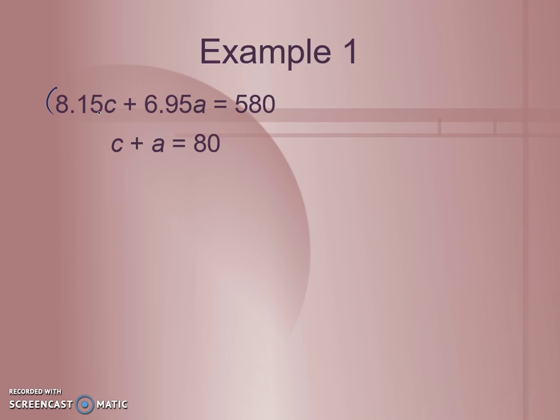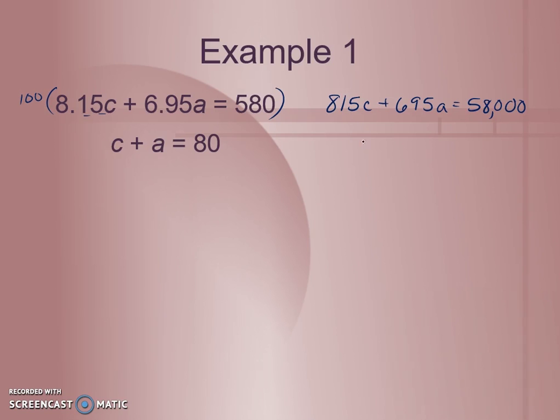First of all, we want to get rid of these decimals, so we're going to multiply this by 100 because we have two decimal places. So that will turn into 815C plus 695A equals, adding our two extra zeros there, 58,000.